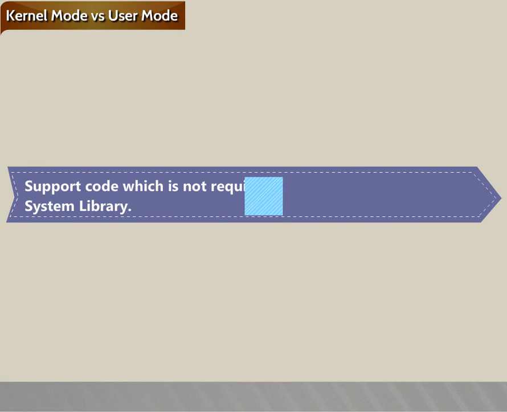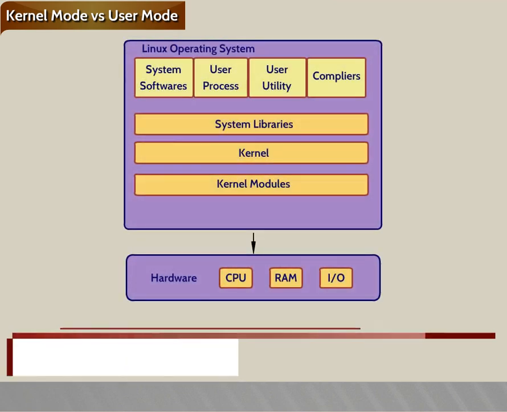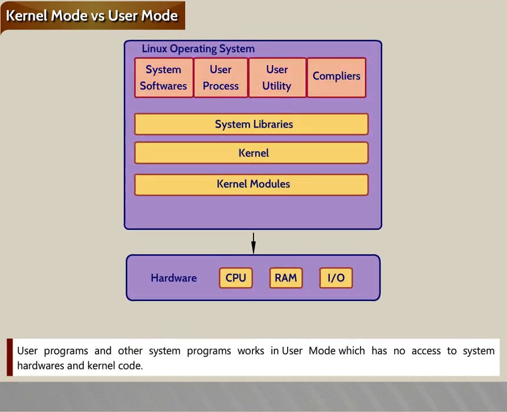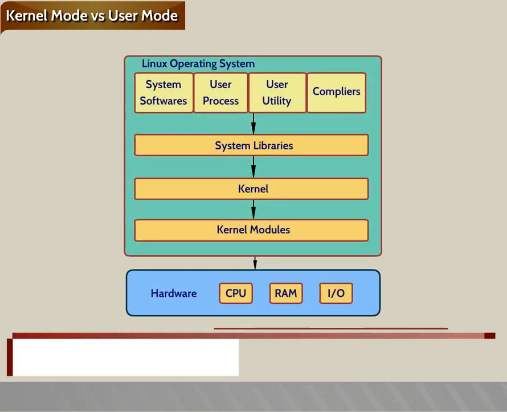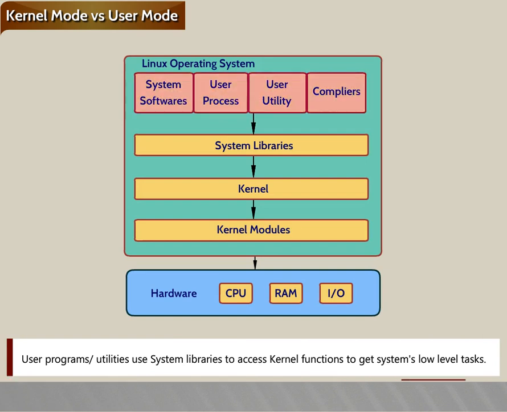Support code which is not required to run in kernel mode is in system library. User programs and other system programs work in user mode, which has no access to system hardware and kernel code. User programs or utilities use system libraries to access kernel functions to get the system's low-level tasks done.